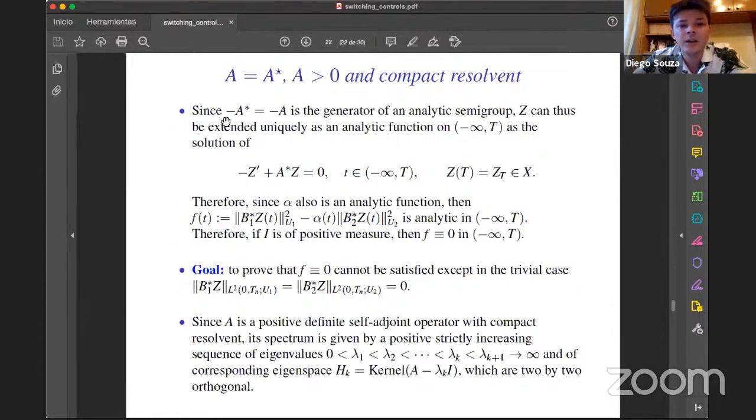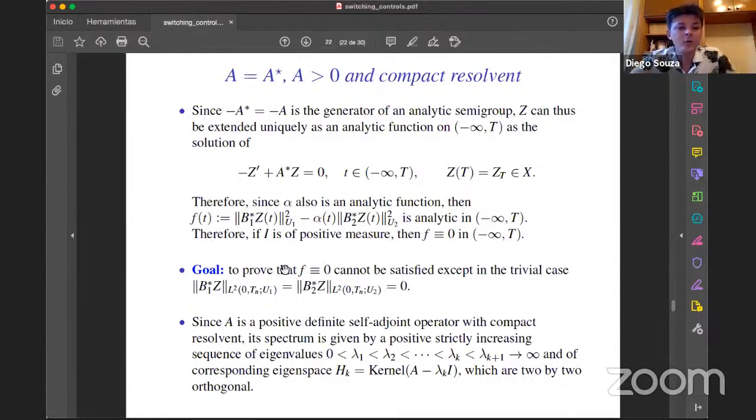Since our operator generates a semigroup, it's a little bit classical here that if I define F by this, since alpha is analytic and Z is analytic in this set, this function F is analytic in this set, minus infinity to capital T. Then if I is positive, which means that if F is equal to 0 in I, then thanks to the analyticity of F, we have that F is identically 0 in this set.